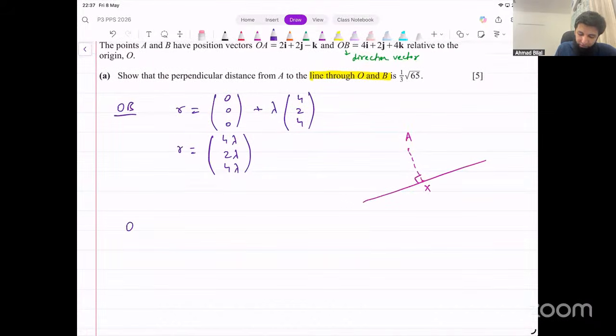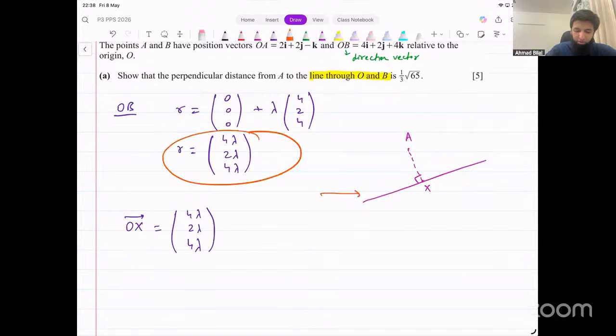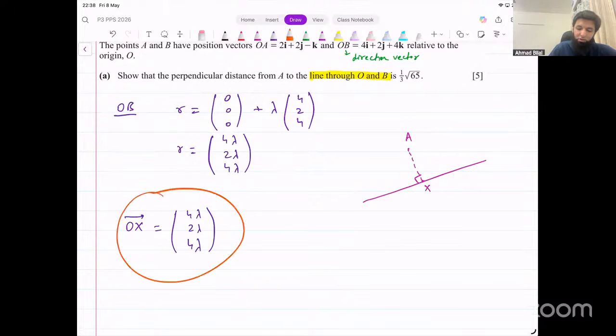What's the position vector of X going to be? X is a point on the line. The line has this equation. Every single point on the line is going to be of the same format, right? So OX vector is going to be 4 lambda, 2 lambda, 4 lambda. This equation represents every single point on the line, so the position vector of X should also be of the same form. Okay. Now we say AX is supposed to be perpendicular to the direction of the line.